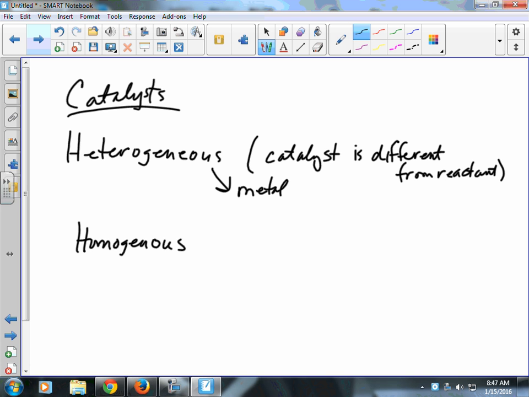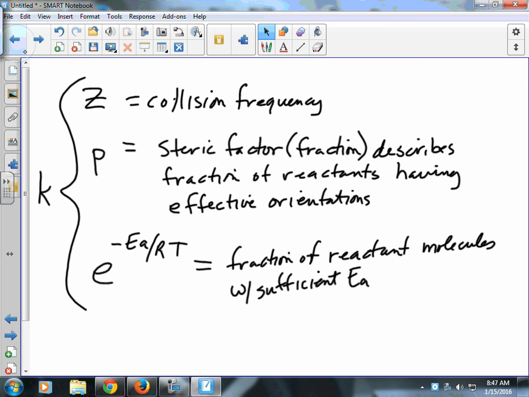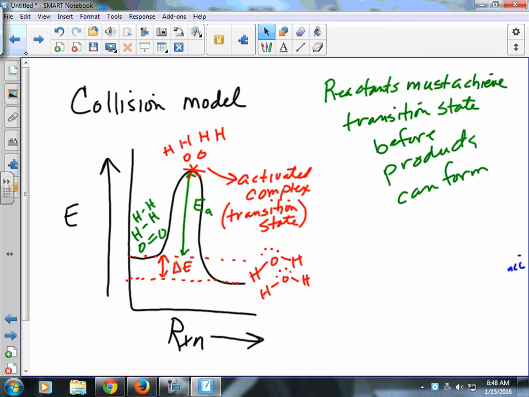It provides a different pathway for the reactants that has a lower activation energy. So going back to our graph, this graph would be without a catalyst. With a catalyst, we might have something like this.